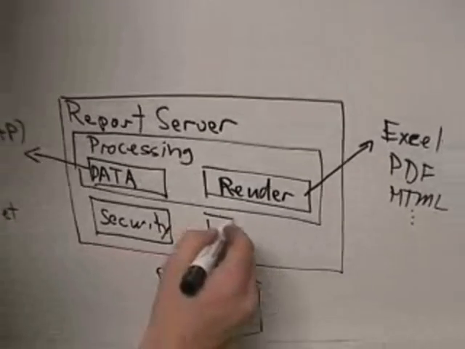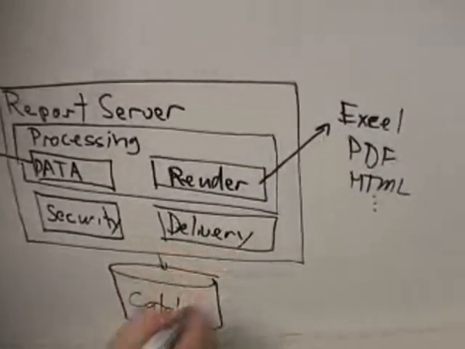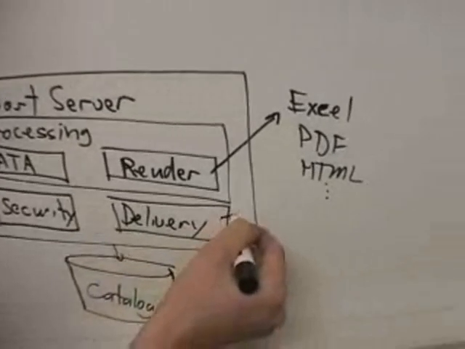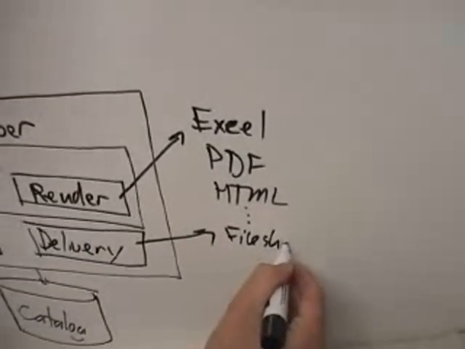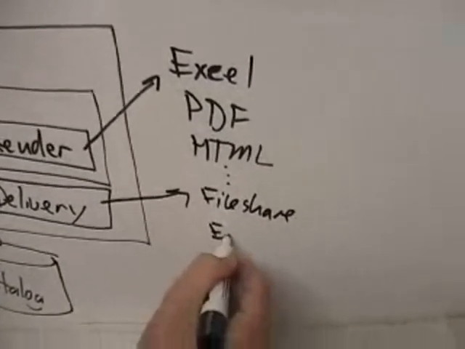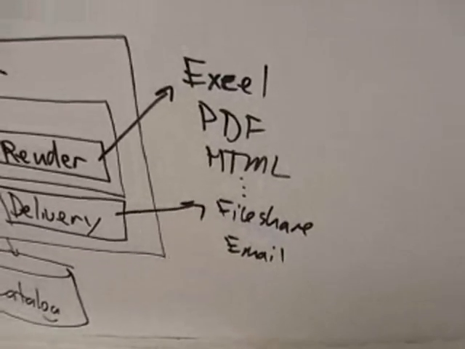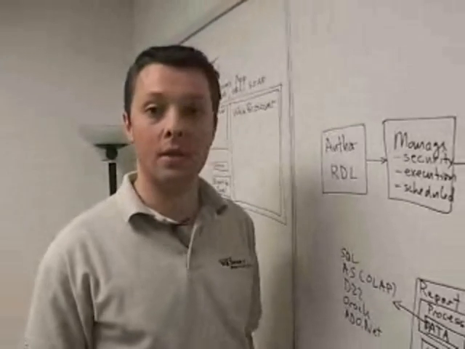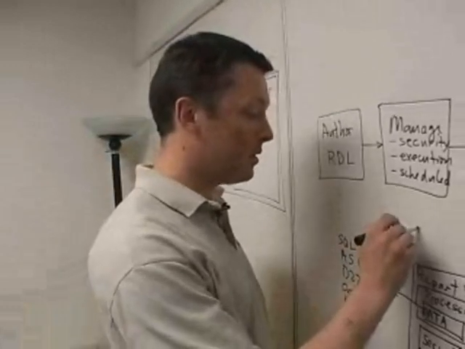And the last is the delivery piece, which allows you to output or send reports to things such as file shares and email. And this is again extensible, so we have partners that are doing things such as fax and printer and so on. Now, to access the report server, there are three methods of doing so.